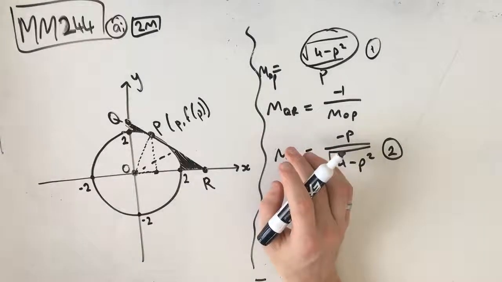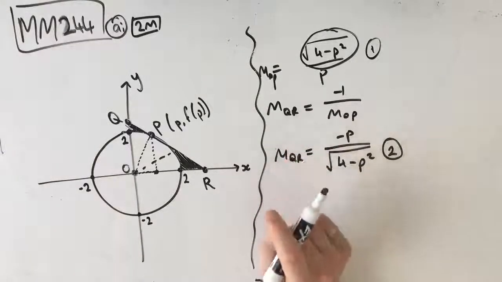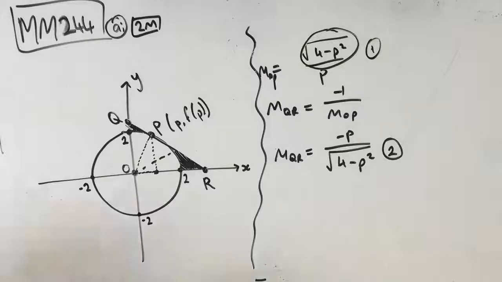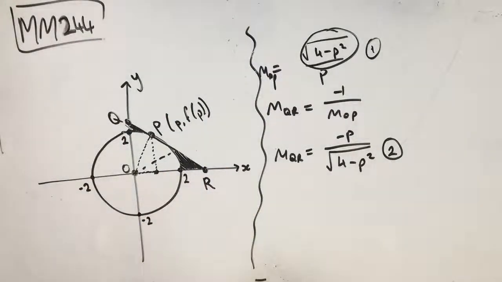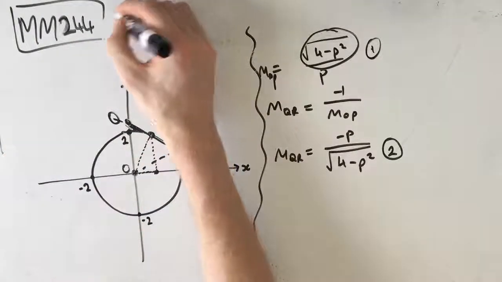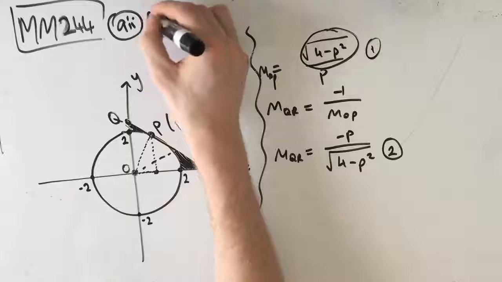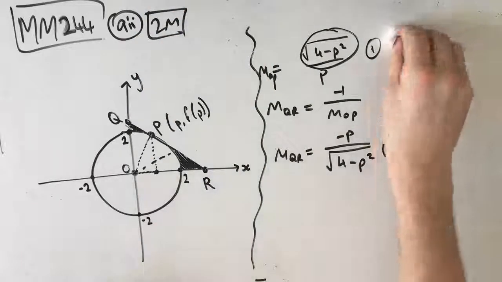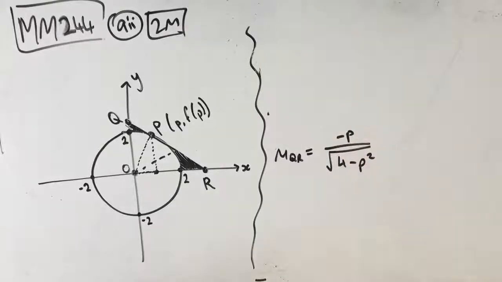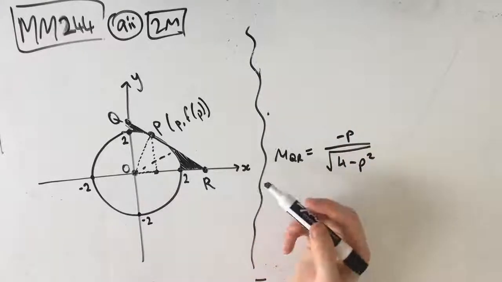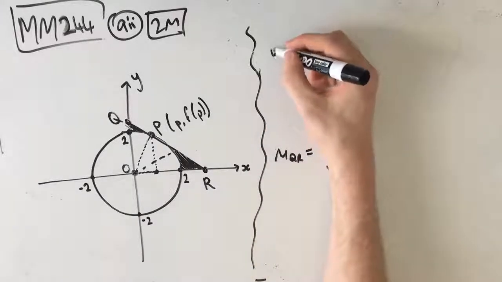Let's go to part (a)(ii). Part (a)(ii) asks us to find the equation of line QR when p equals 1. So this is a 2-mark question. And we know that the gradient is going to be equal to negative p over root 4 take p squared. And how do we find the equation of a line? We use our linear formula.